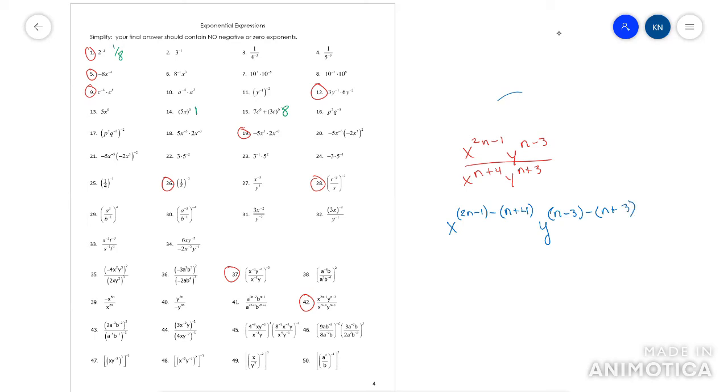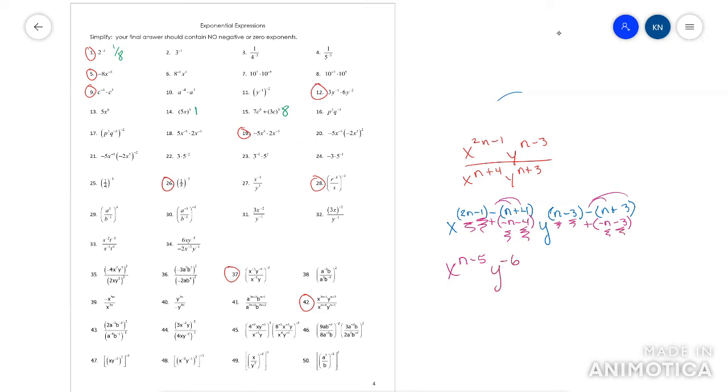All right, so you're going to have to distribute this negative. So it's going to make like plus negative n minus 4. This one as well. So it's going to make like plus negative n minus 3. Then you can just combine your like terms there. So I've got 2n plus negative n. Well, that's just n. I've got negative 1 plus negative 4. Well, that's negative 5. And then for the y's, I've got n minus n. Well, that cancels. And then I've got negative 3 plus negative 3. That makes y negative 6.